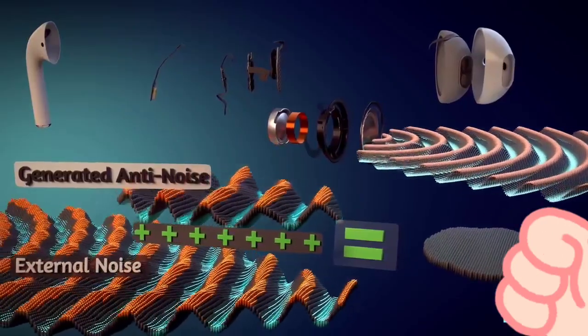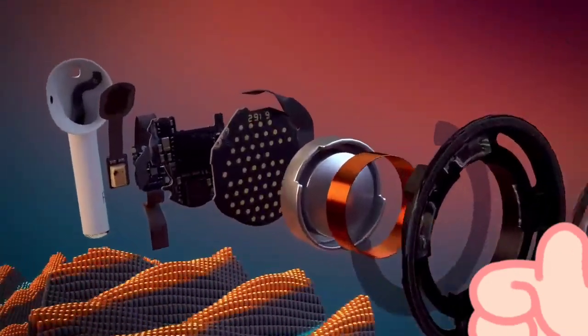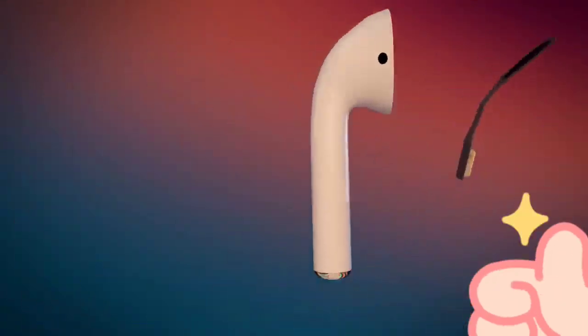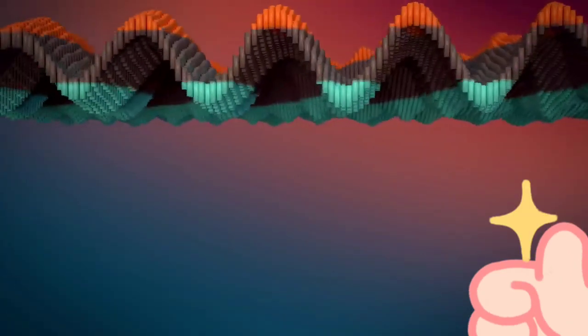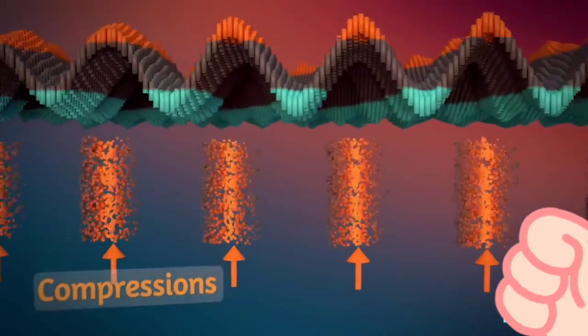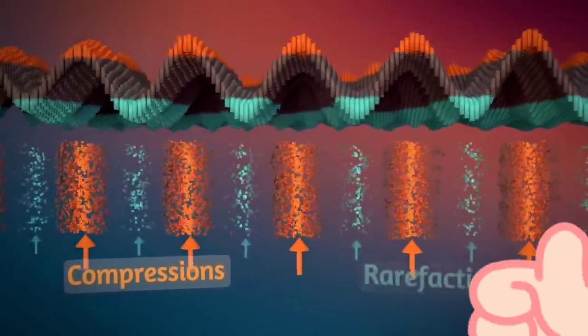That's the basic principle. But there's a lot of intricate engineering that underpins active noise cancellation. In order to better understand the engineering, it's easier to visualize sound waves not as these sinusoidal patterns, but rather as a set of traveling high-pressure zones, known as compressions, and low-pressure zones, known as rarefactions.